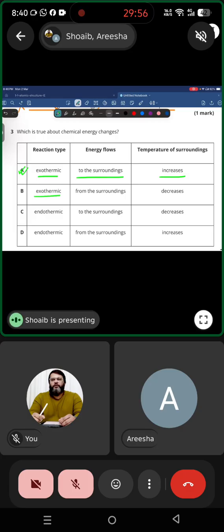Exothermic from the surroundings? No. If it's from the surroundings, then it is endothermic, not exothermic. Endothermic to the surroundings is wrong. To the surroundings, it will be exothermic. Endothermic from the surroundings, so the temperature of the surroundings does not increase. This one will be a decrease. The two statements are correct, but the third one is wrong here.